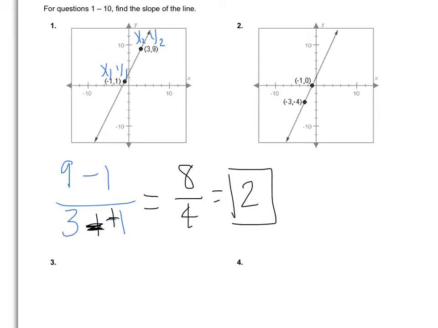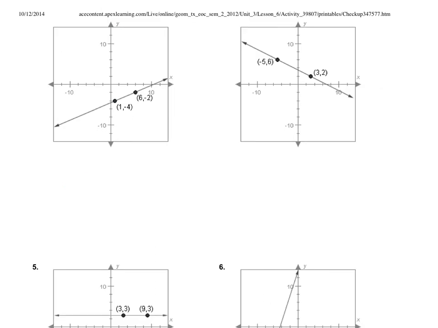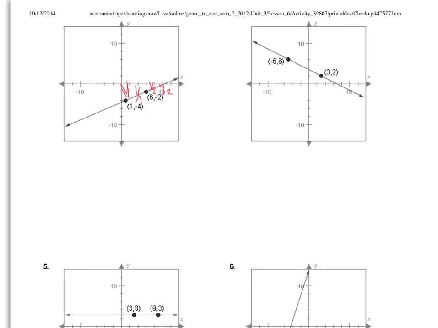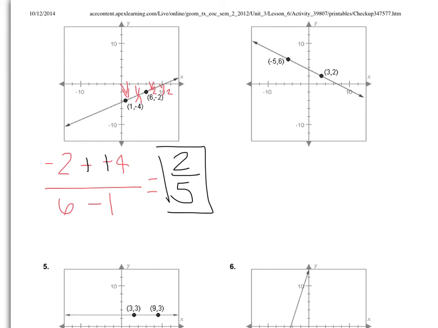Moving on to number 3. Again, we're supposed to find our slope. I'm going to label my points (x1, y1) and (x2, y2). The formula says negative 2 minus negative 4 divided by 6 minus 1. Negative 2 minus negative 4 becomes plus a positive, and negative 2 plus 4 is positive 2. 6 minus 1 is 5, so our slope is 2 over 5.